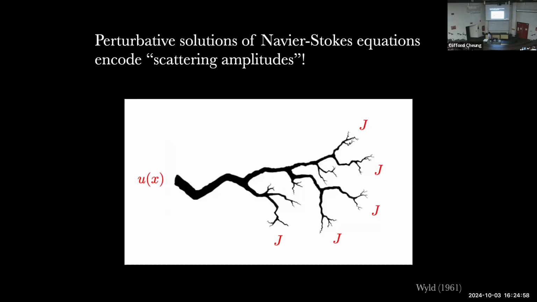Now, it's been known for more than 50 years that you can write down scattering amplitudes for fluid dynamics. This was done by Wild in 1961. And the idea is very simple. If you just solve the Navier-Stokes equations for a fluid velocity, u of x, in the presence of some source j, you get a tree-like structure. Just what happens when you solve equations of motion. And we can just interpret this kind of object as a scattering amplitude. It's a tree, it has many legs, there's an interaction, and you can perturbatively compute the velocity field in this way.